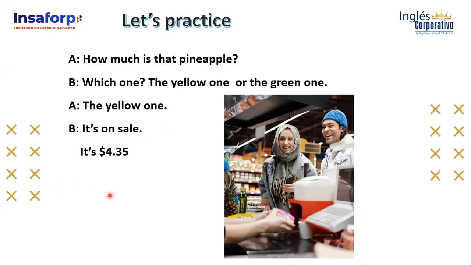Now let's go with Jose Eduardo and another volunteer to practice with him. Who wants to practice? Thank you, Dennis. Thank you so much. Okay. Jose Eduardo, you are A, Dennis, you are B. So let's start.